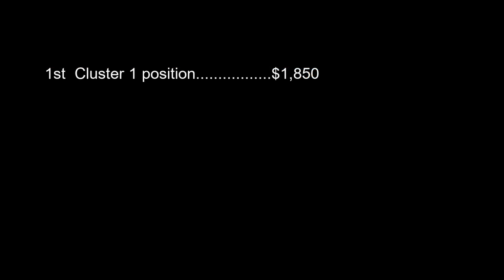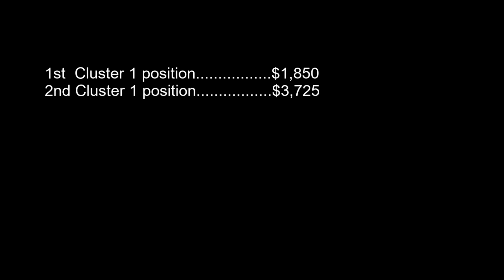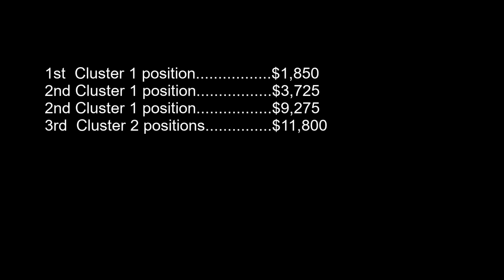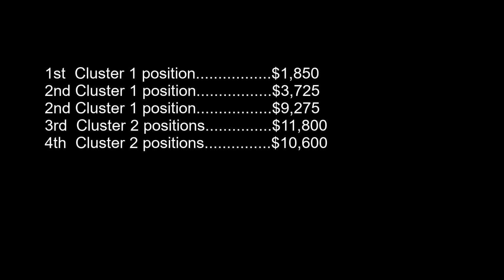So we have a first cluster, one position closed for $1,850. Second cluster, one position closed for $3,725. The second cluster, the remaining position closed for $9,275. The third cluster, both positions closed for $11,800. Fourth cluster, both positions closed for $10,600. And the fifth cluster, both closed for $1,000.